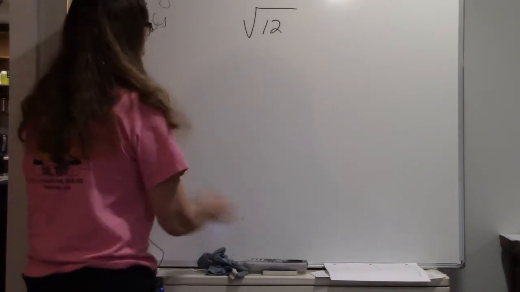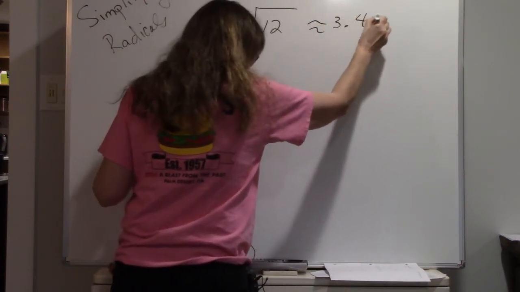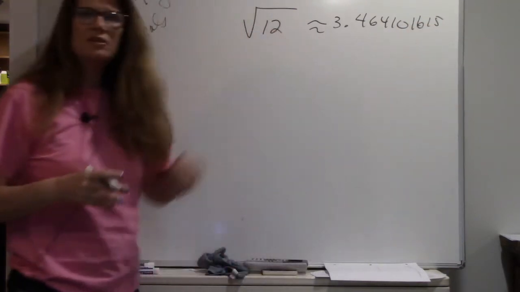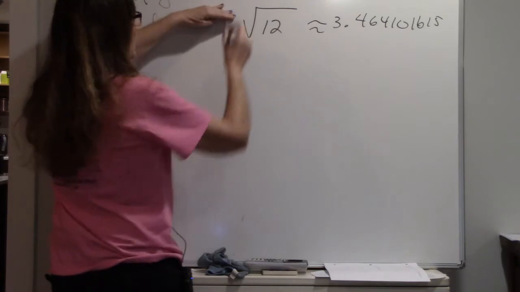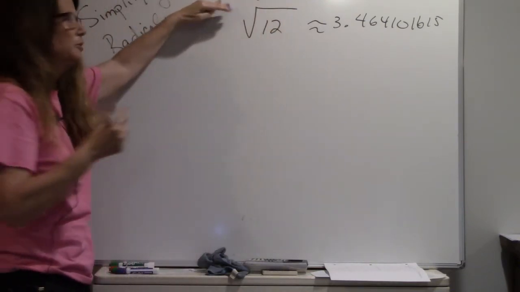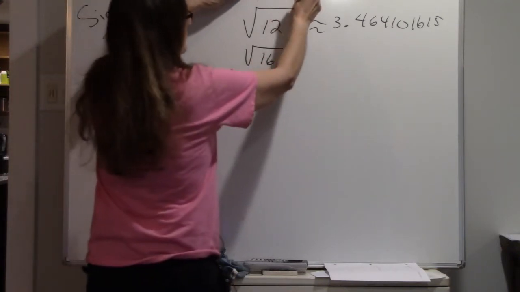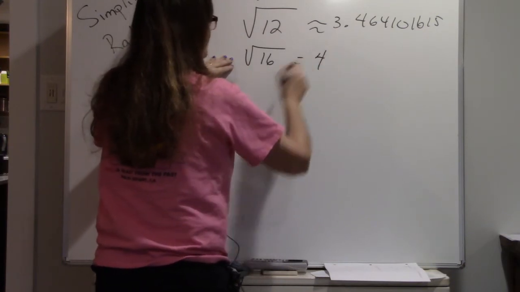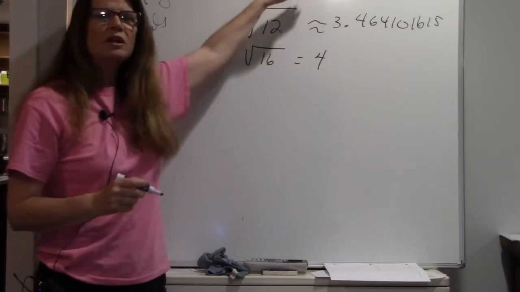So the square root of 12 is about 3.464101615. You can see it's not an exact answer, but I know that there's a perfect square below it, the square root of 9. There's also a perfect square above it. So the square root of 9 is 3. The square root of 16 is 4. So the square root of 12 is somewhere in between 3 and 4.